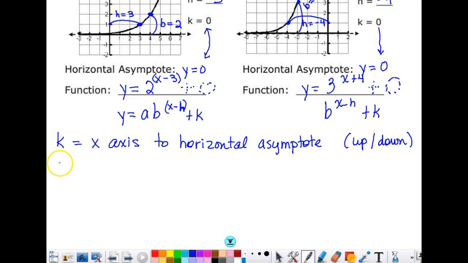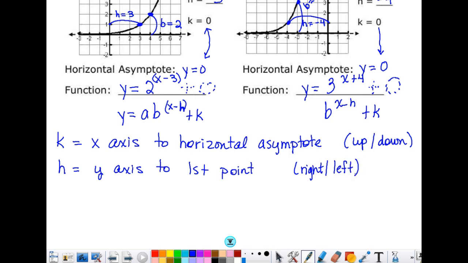Our h is the y-axis. It's the distance from the y-axis to the first point. So you have to mark your first and second points first. Then you can figure all this out. And that is our right or our left. How much did the graph move right or left?